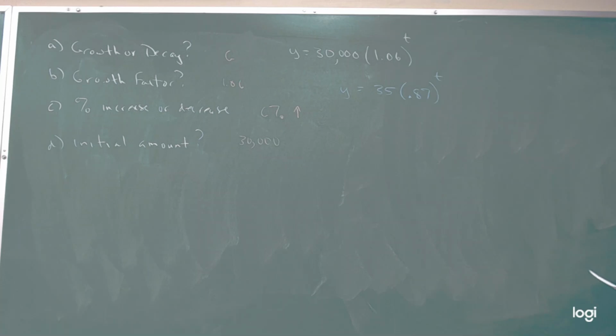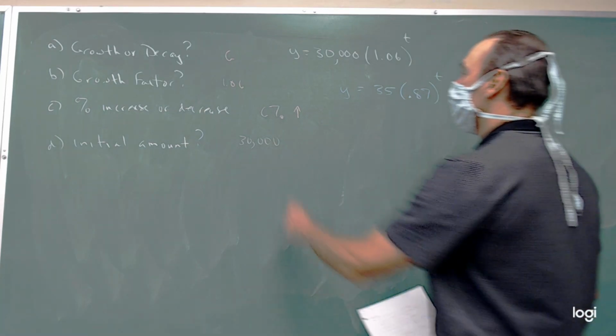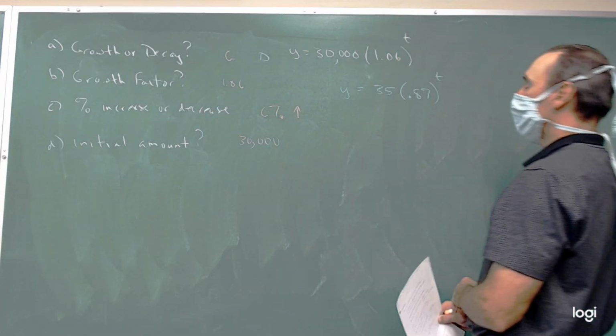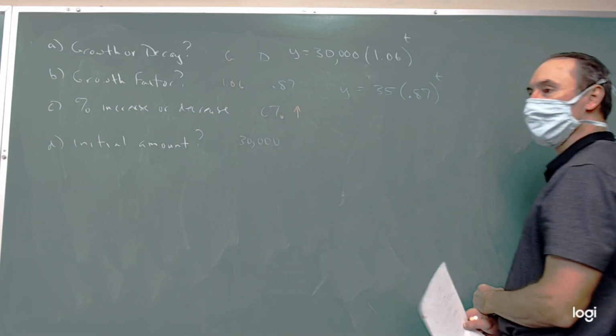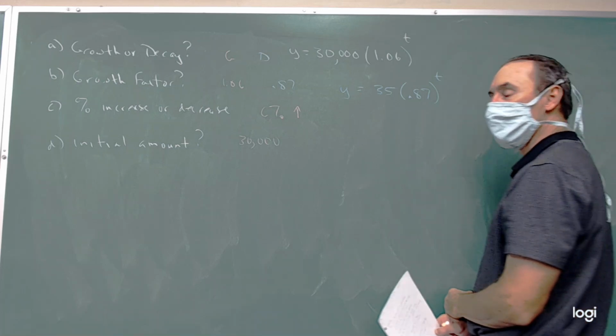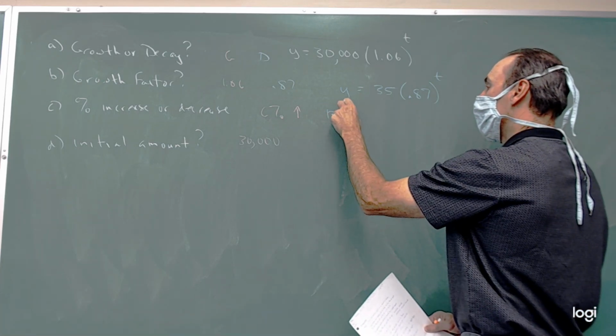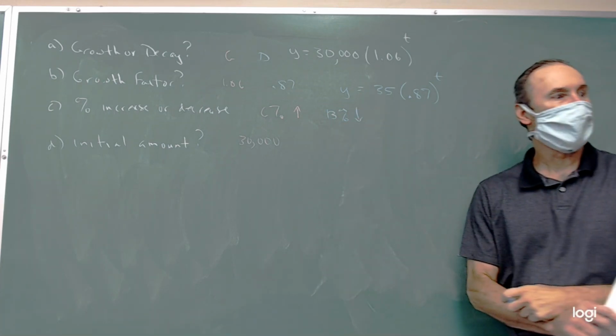So Jeremy, growth or decay? Decay. And what is the growth factor? 0.87. Good. And percent increase or decrease? 13% decrease. Good. So make sense how we got that?